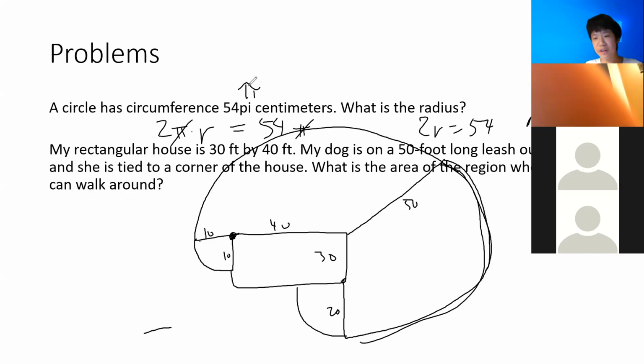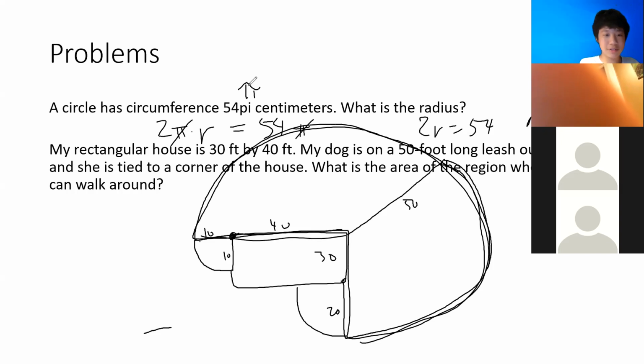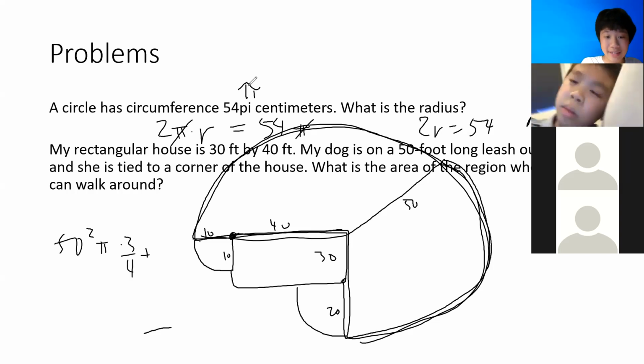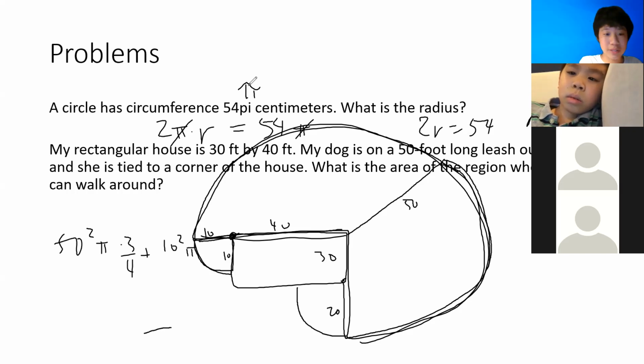Okay, so basically how would you find the area? Well, this is just a big three-quarters of a circle of radius 50. So this would just be 50 squared pi times 3/4. And then we would add this to the small areas here. We have 10 squared pi divided by 4, since this is a quarter of a circle. We have another quarter circle here with radius 20. Okay, so if you would solve that, you would get your answer. This problem you're actually going to see a lot in your future math problems, so try to keep this strategy in mind. Okay, any questions?